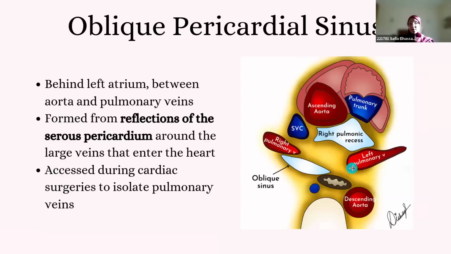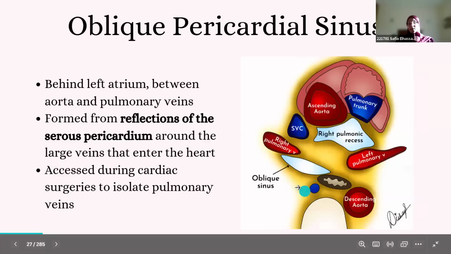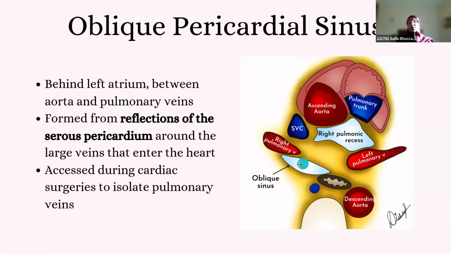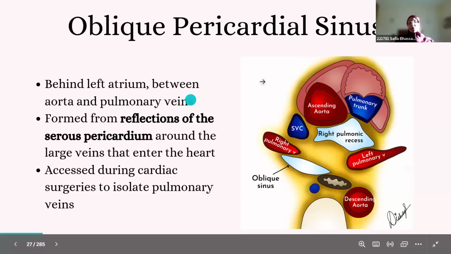Now, the oblique pericardial sinus is located all the way back here. It's behind the left atrium and between the aorta and the pulmonary veins. So it's formed from the reflections of the serous pericardium. So the serous pericardium actually wraps around the whole heart, but here at the area of the large veins that enter the heart, it reflects. And this is what creates the oblique pericardial sinus.